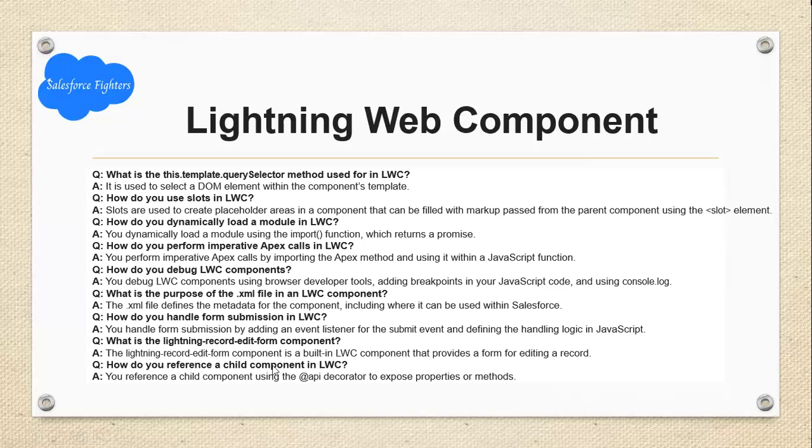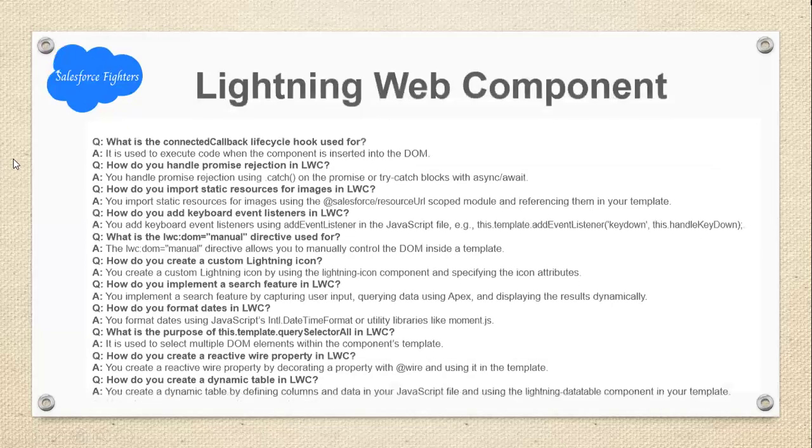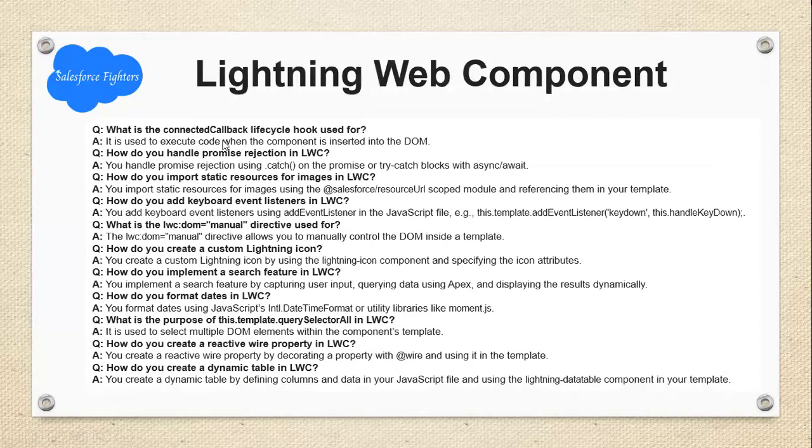How do you reference a child's component in LWC? You reference a child's component using the @api decorator to expose properties or methods. Next question. What is the connectedCallback lifecycle hook used for? It is used to execute code when a component is inserted into the DOM.